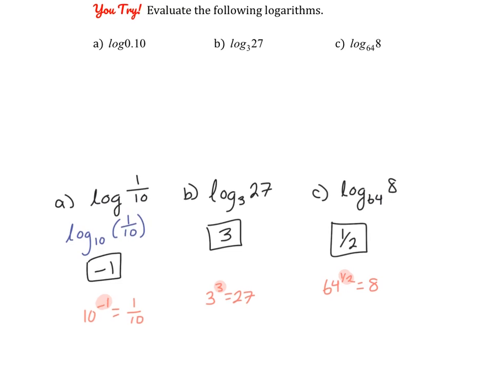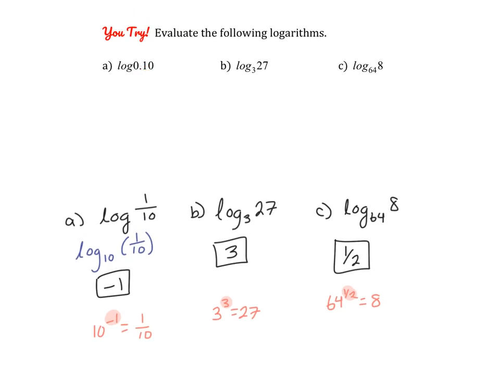Okay, so for the first one, remember I recommend rewriting the decimal as a fraction, and then you can say, oh, 10 to the power of -1 equals 1/10. For part B, 3 to what power equals 27? Oh, 3 cubed is 27. For the last one, 64 to what power equals 8? Oh, 64 to the power of 1/2, aka square root of 64, equals 8.